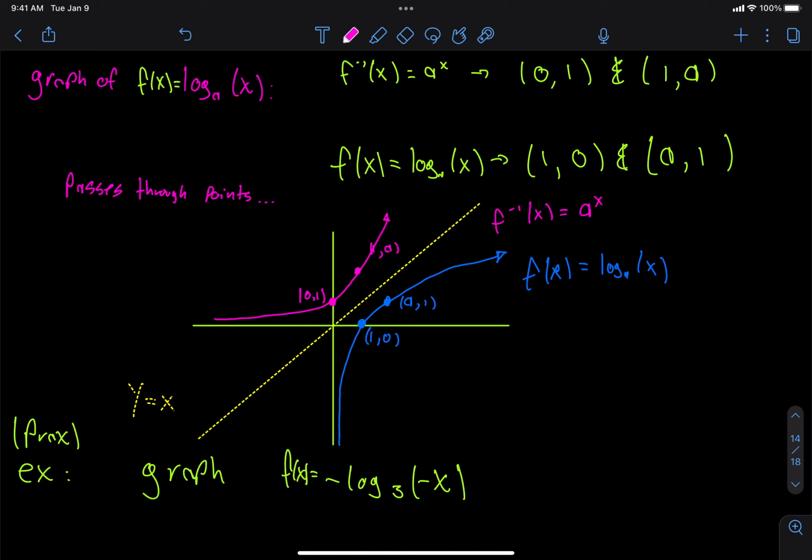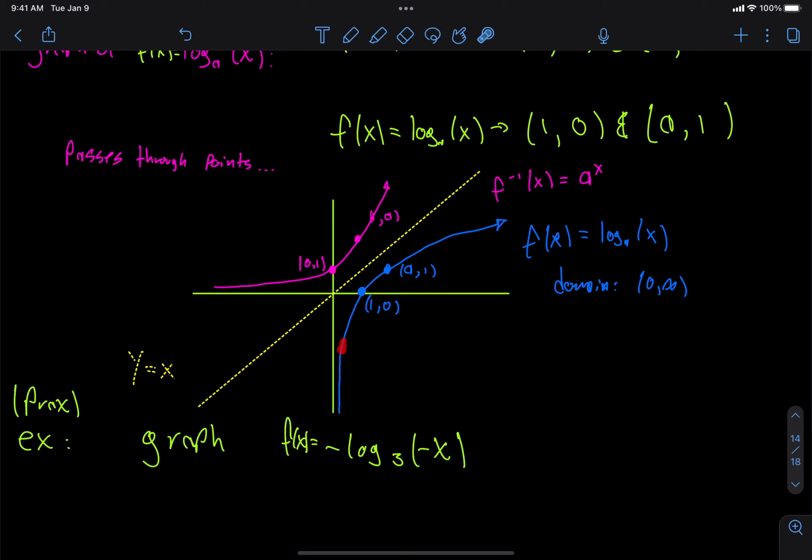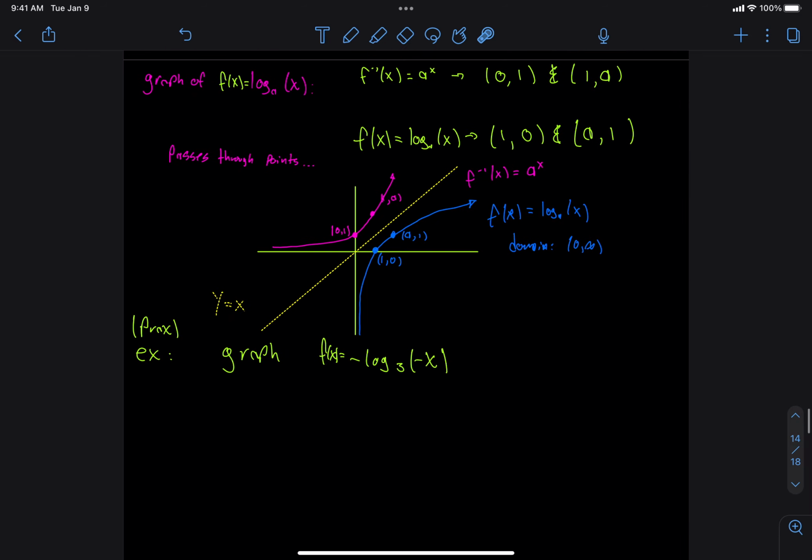What is the domain of the logarithm? The domain is from 0 to infinity, right? Makes sense because we've got a vertical asymptote here. So we're not going to plug in 0 into the logarithm, are we? No, we're not. Okay. That's because, why is 0 not in the domain of the logarithm, by the way? 0 is not in the domain of the logarithm because 0 is not in the range of the exponential function. You're starting to see this kind of relationship here between these inverse functions. They're very closely tied together.